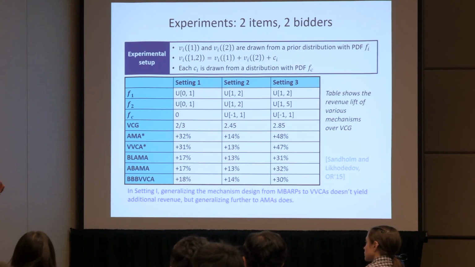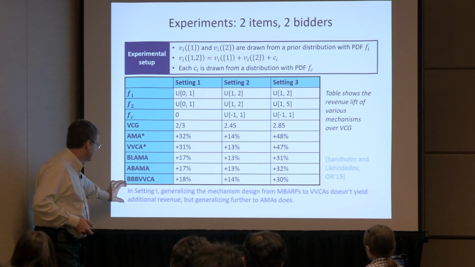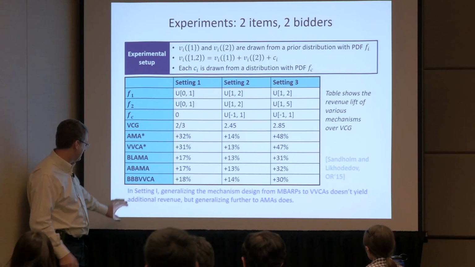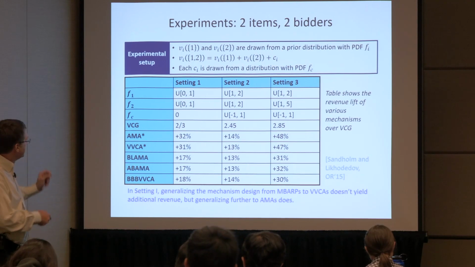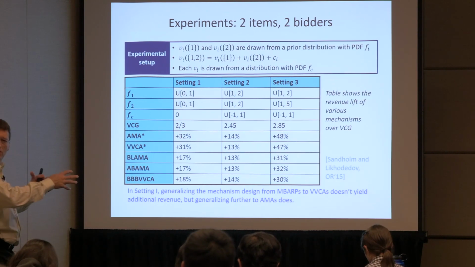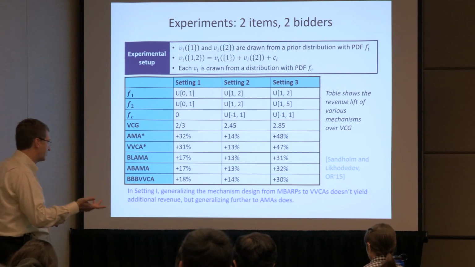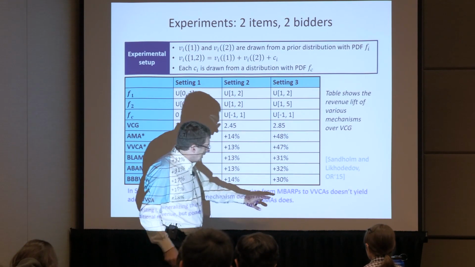Thing is solved. Okay. Now, a newer result, this is in the Operations Research Journal version of these old papers that we have. We were looking at, in this simplest setting, as we move from MBARPs to VVCAs, is the revenue getting better? And as we move from VVCAs to AMAs, is the revenue getting better? Those were open questions. So what's an MBARP?